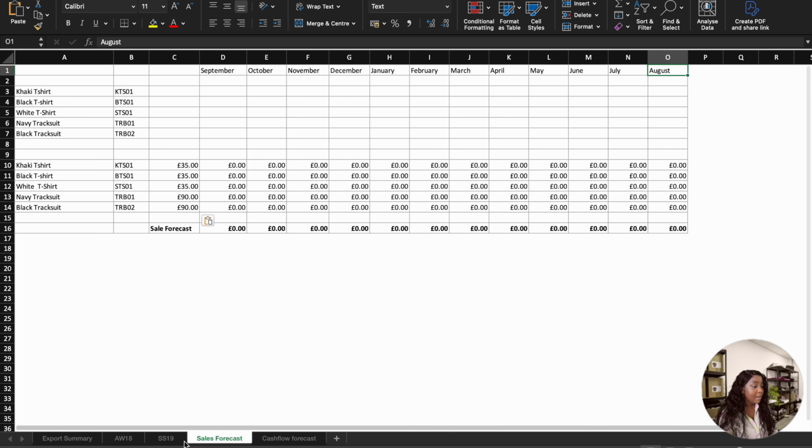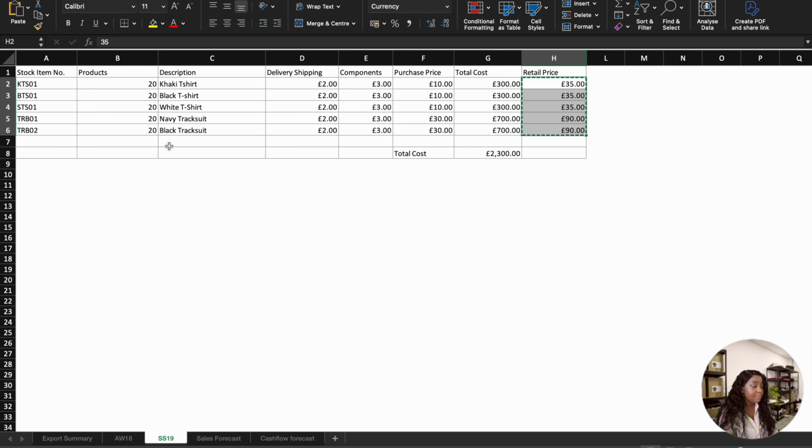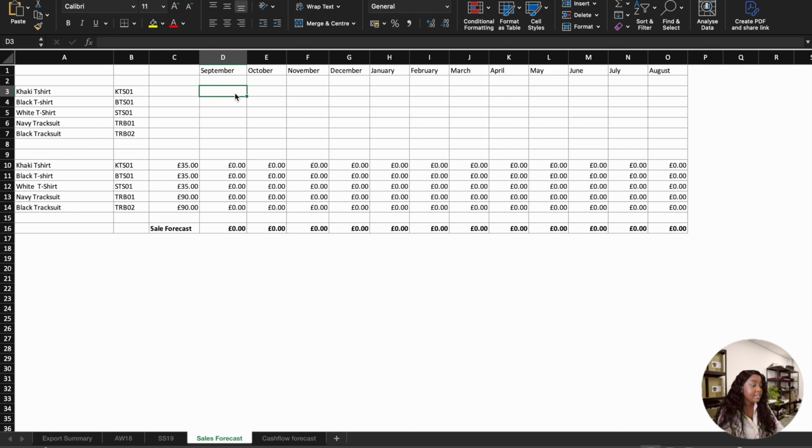And one thing we need to bear in mind is how many products we actually have. So in September I'm gonna say 2 khaki t-shirts, and as you can see, it's taken that 2, multiplied it by the 35, and it's populated it here, which has then taken it over to populate here. So you will see this number is gonna change. So we're gonna have 1 black t-shirt, 2 white t-shirts, and we're heading into tracksuit season, so I'm going to expect a few more tracksuit purchases.